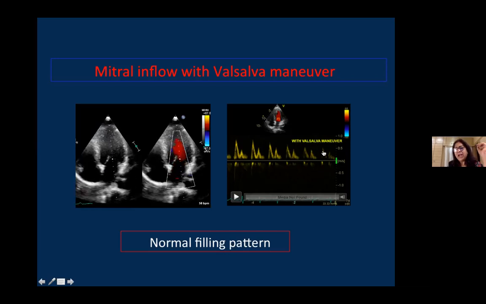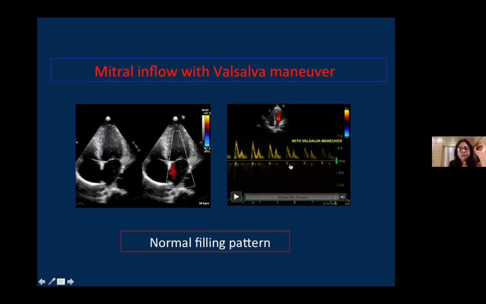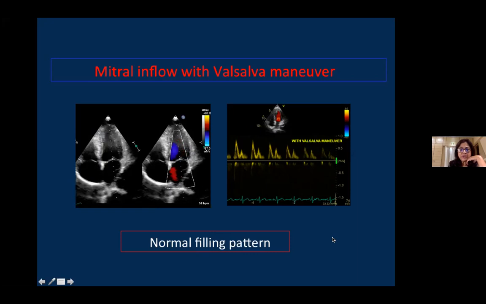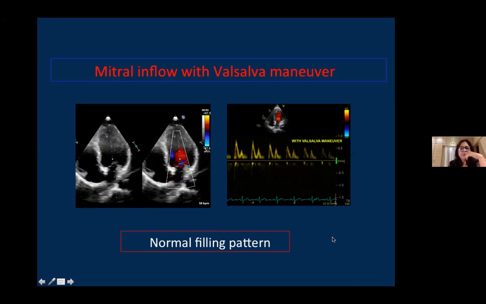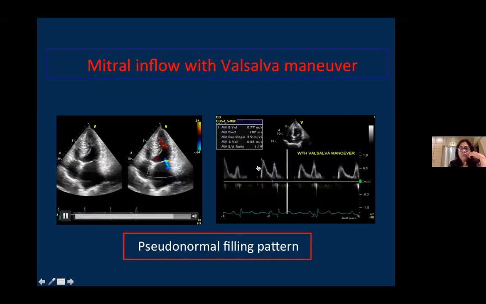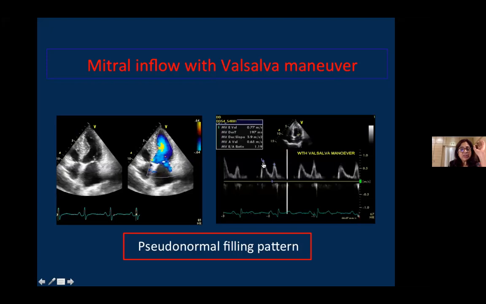E wave is still higher than the A wave, as we got before the Valsalva. With Valsalva, I'm getting E wave more than A wave, but the velocities of both E and A are proportionately decreased. So this is called the normal filling pattern. Now let us see the second patient, the patient of hypertrophic cardiomyopathy, where I got a normal pattern but said it might be pseudonormal. E wave was more than A wave.